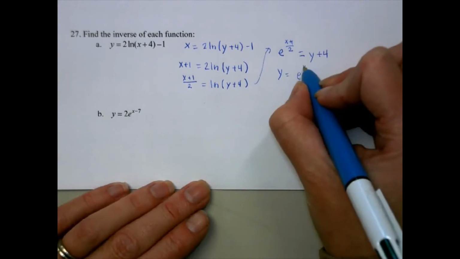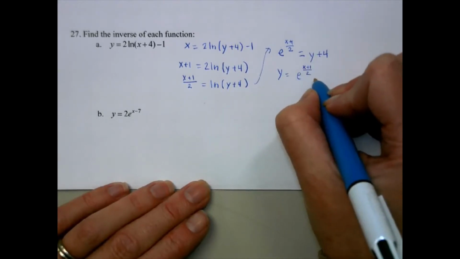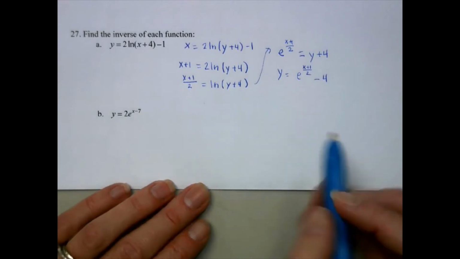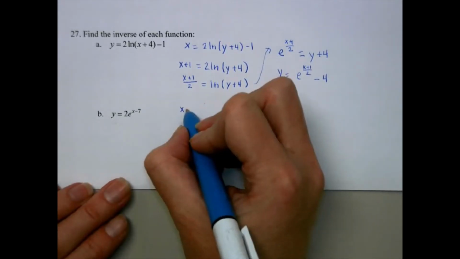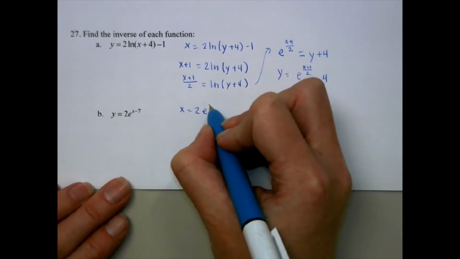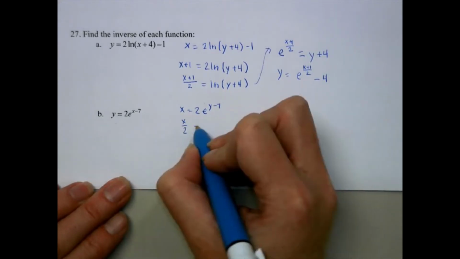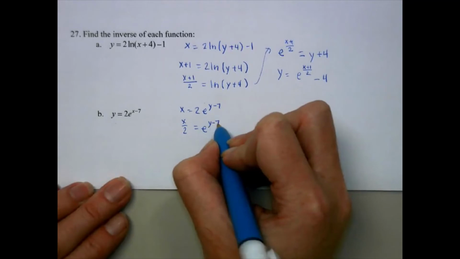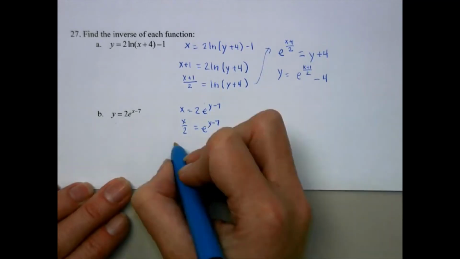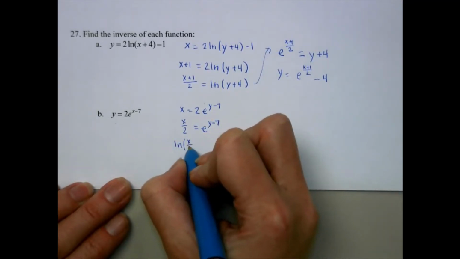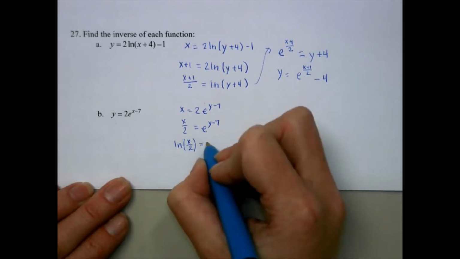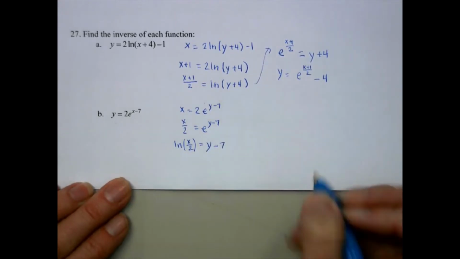This one, x equals 2 to the y minus 7. We'll divide by 2. Okay, this time we're going to take the natural log of both sides. Because if I take the natural log of that, all I'm left with is y minus 7. So my inverse is going to be the natural log of x over 2, plus 7.